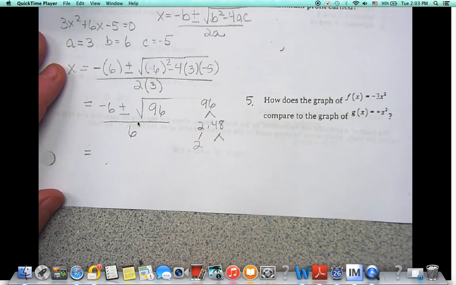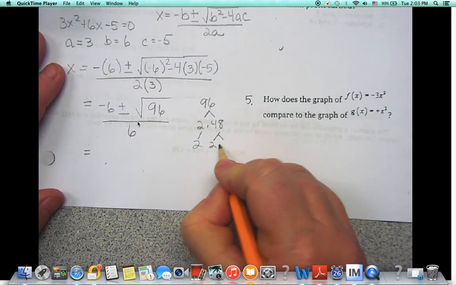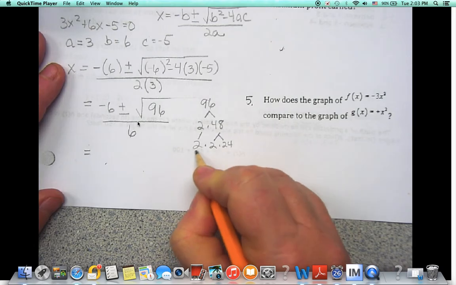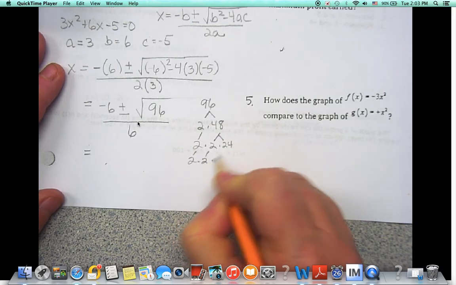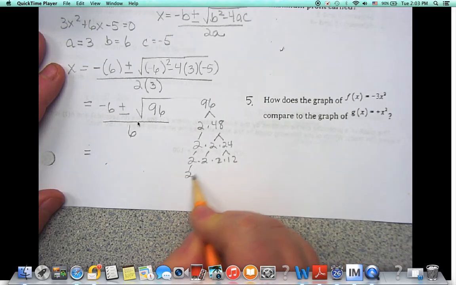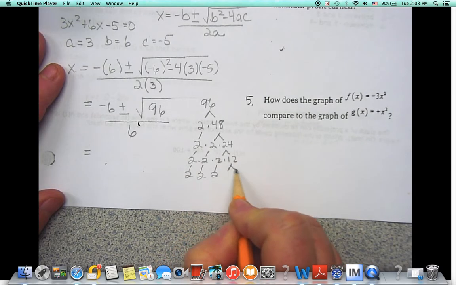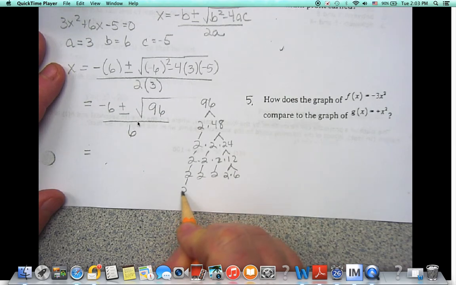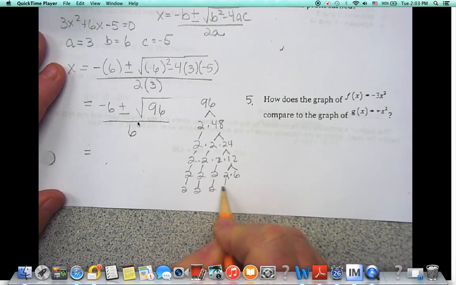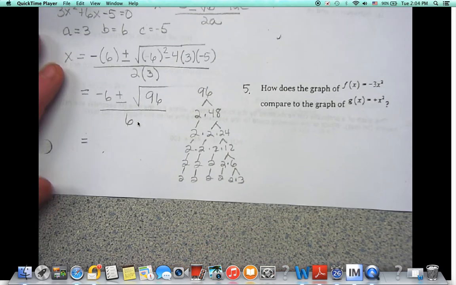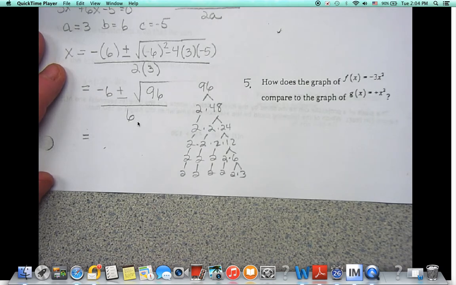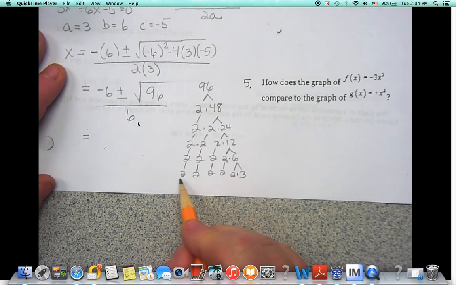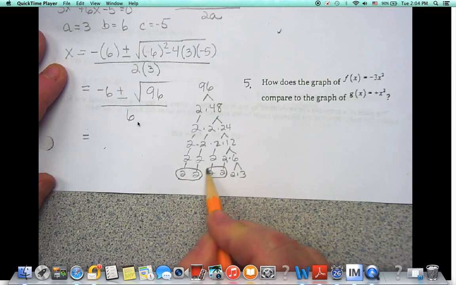What do you multiply to get 48? 2 times 24. Okay. And then 24. 12 times 2. And then 12. 3 and 4, or 2 and 6. And then we end up with 2 and 3 left. Okay, so we got any pairs? Yes. 2 pairs of 2s.